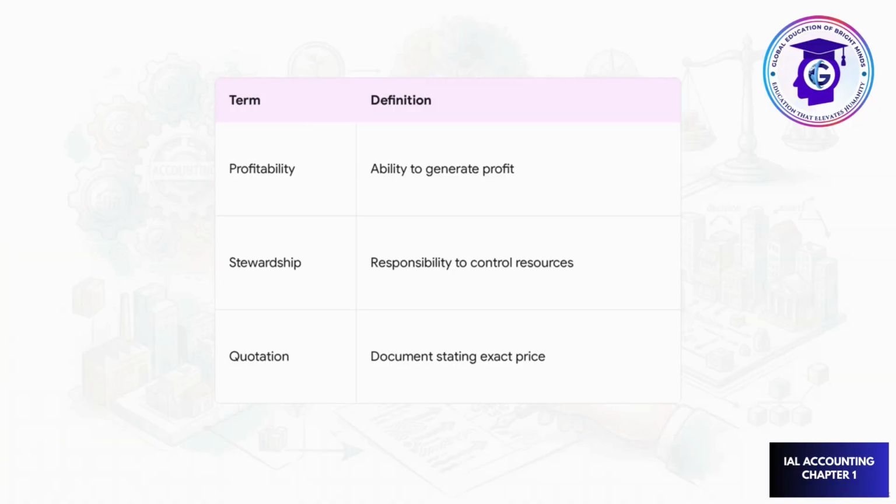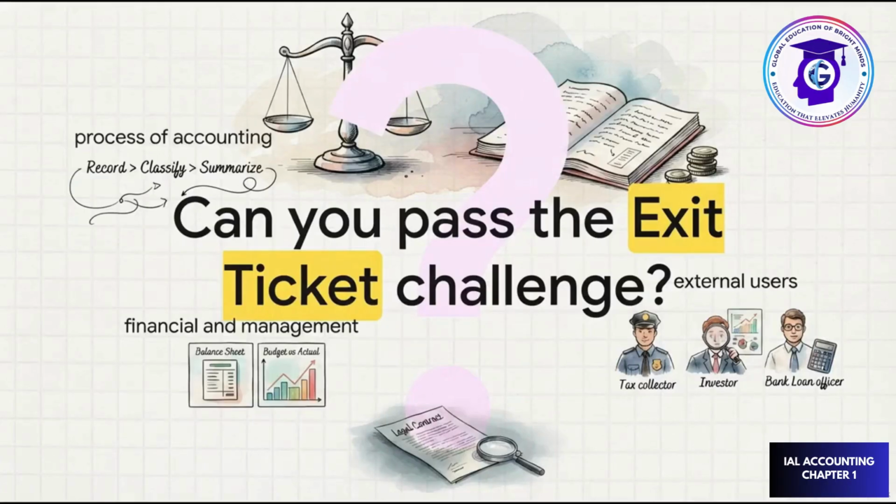Let's move to this and see how this builds our overall accounting vocabulary. Here is a quick flashcard grid of some crucial remaining words from the lesson that you really need to master. Profitability is simply the ability of a business to generate a profit. Pretty straightforward. Stewardship. Now, this is a highly testable term. It refers to management's strict responsibility to control and manage resources correctly on behalf of the owners. And a quotation is just a document stating the exact price that will be charged for a requested product or service. We have covered an incredible amount of essential groundwork today.